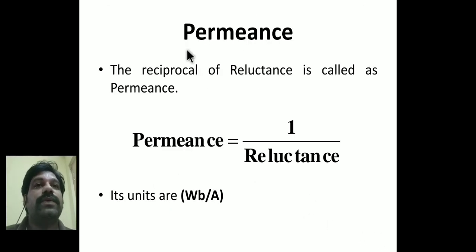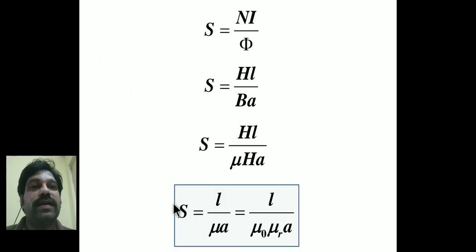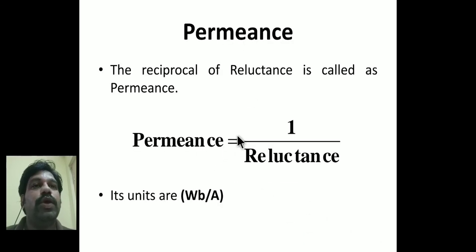Next, the last one, permeance. The reciprocal of reluctance is called permeance. Therefore, permeance is equal to 1 by reluctance. We know the reluctance formula, S is equal to L by mu A. So from this, permeance will be mu A by L. The unit for permeance is just the opposite of reluctance, that is, Weber per ampere turn. Thank you.